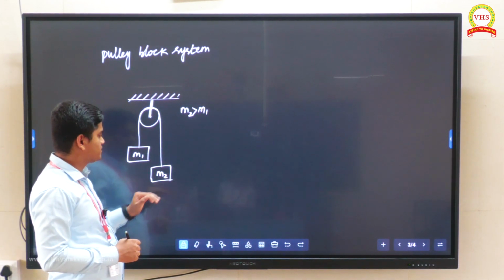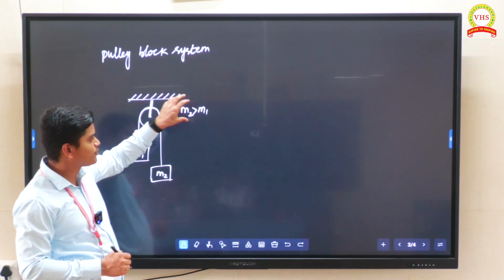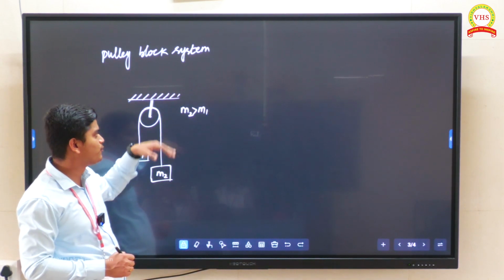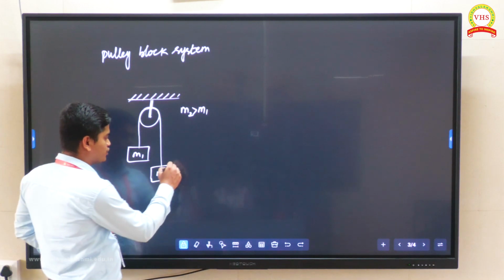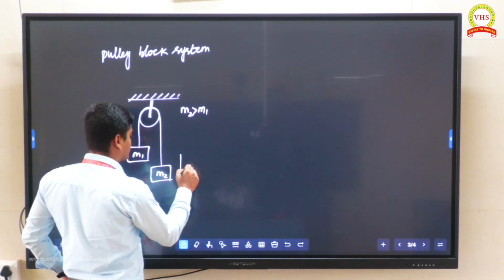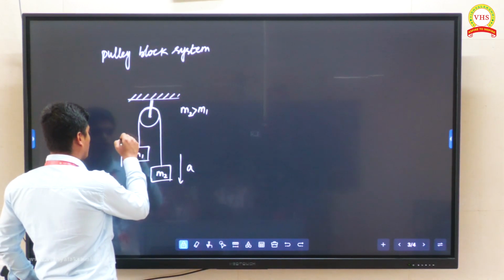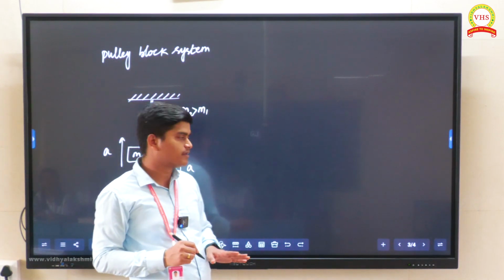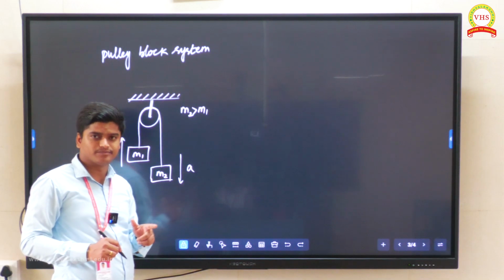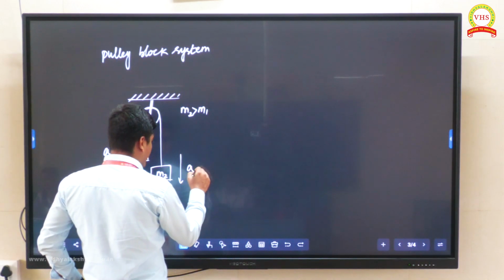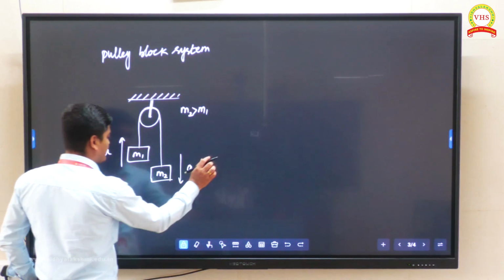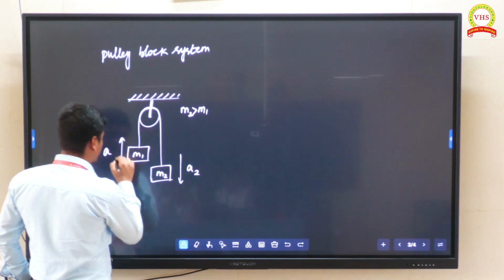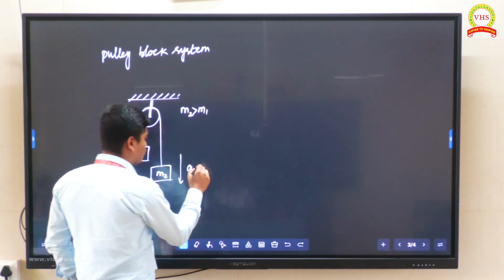If you consider that, then what will happen? M2 is heavy basically. M2 is greater than M1 means this will go in the downward direction with acceleration A, and this will go in the upward direction with the same acceleration A. But both the directions are different. So let me take A1 here and A2 for this one.